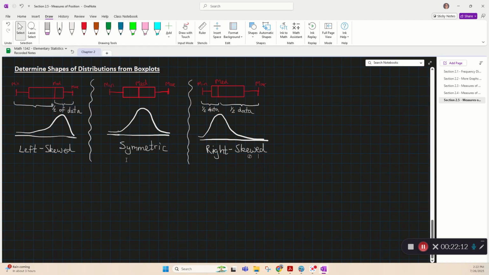Okay, so that is it for this video, all on box plots. Stay tuned for the last little bit of section 2.5.